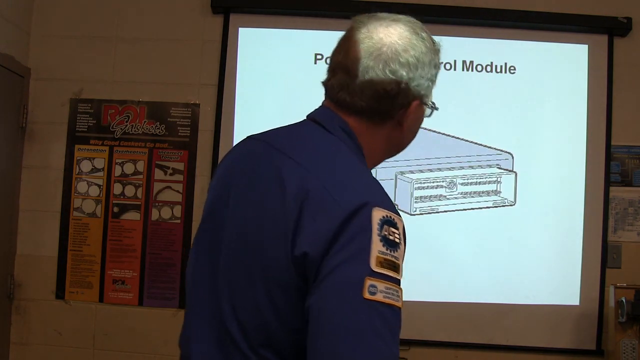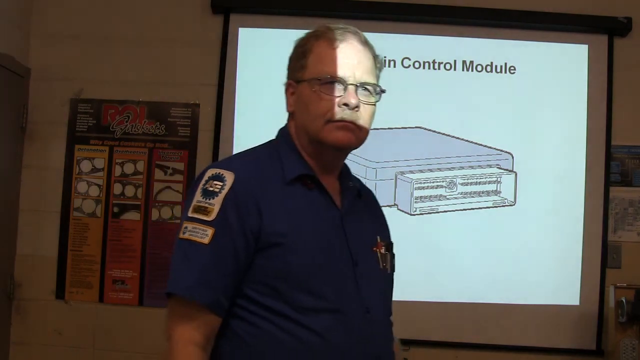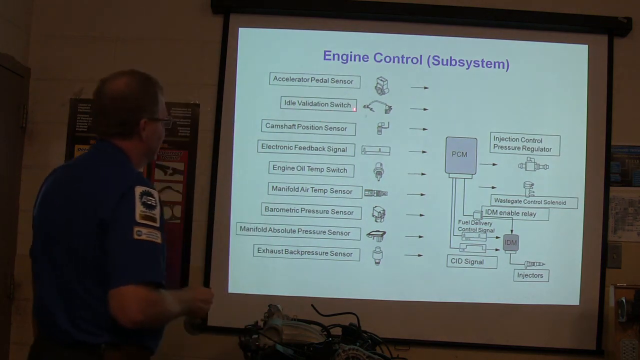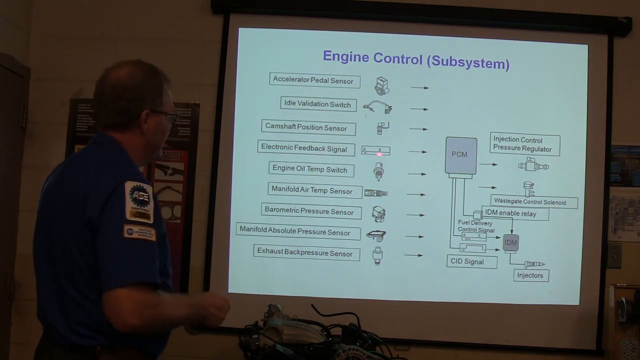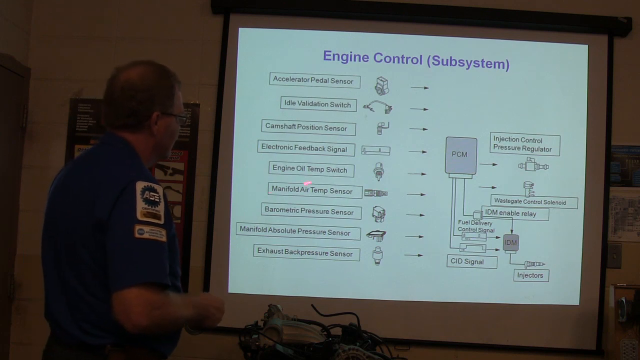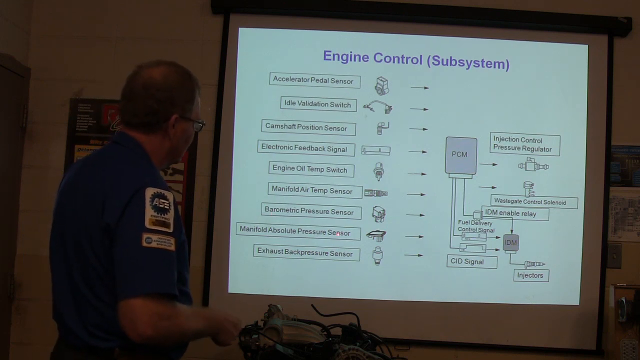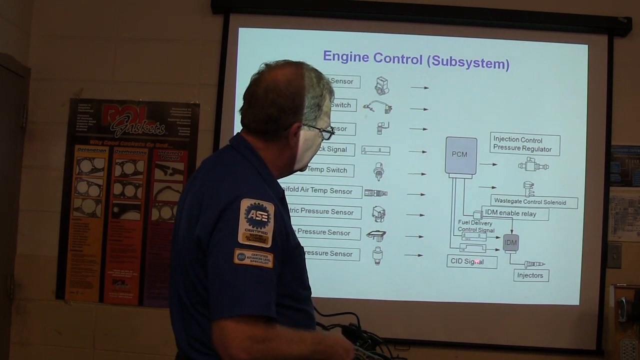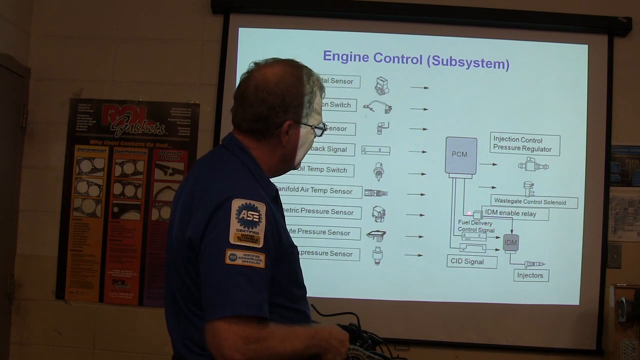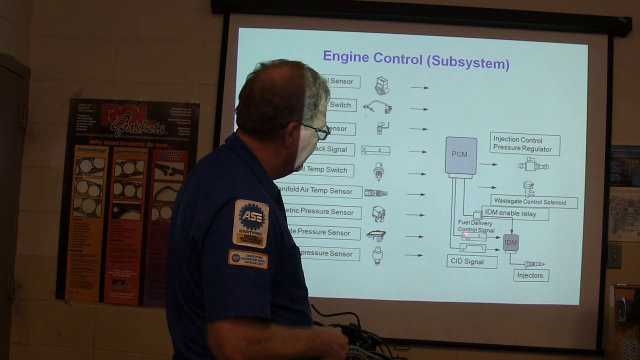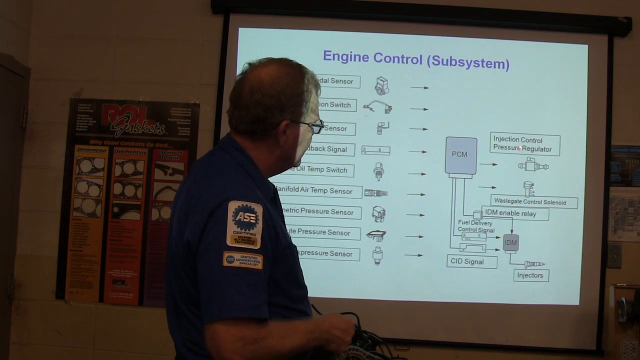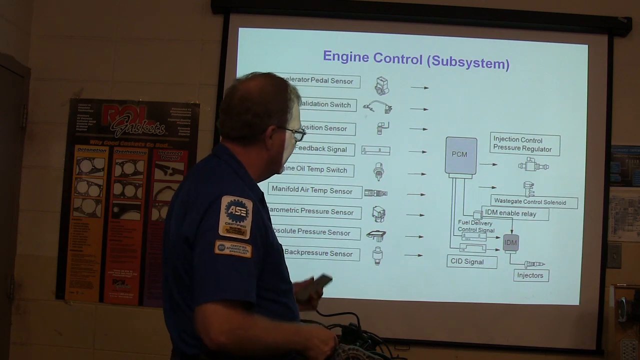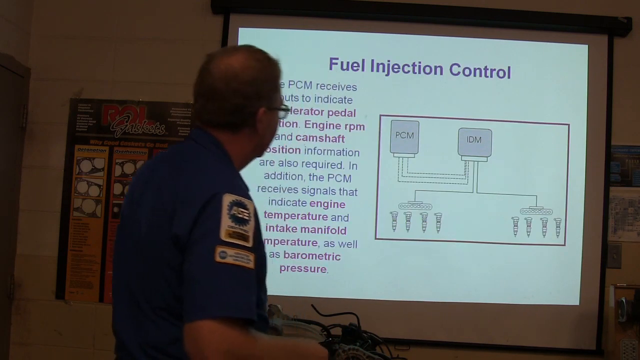I don't have time to fool with all the rest of these. Now, what is that right there? That is the powertrain control module. All right: accelerator pedal sensor, idle validation switch, cam position, electronic feedback signal. Engine oil temp switch, manifold air temp sensor, barometric pressure, manifold air pressure sensor, exhaust back pressure sensor. Now look at this: you got your cylinder ID signal, your IDM enable relay, fuel delivery control signal, injection control pressure regulator, which is the thing you got in your hand over there, and your wastegate control. Got that? Yeah, that's all worked together.